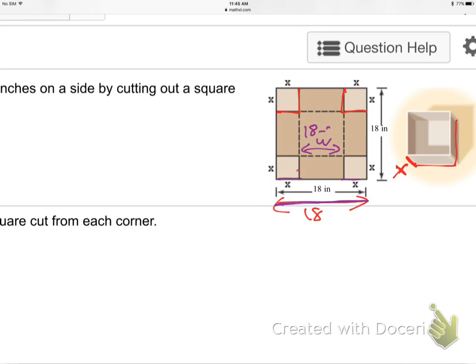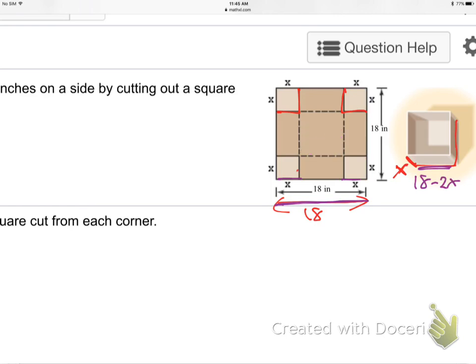It's 18 minus 2x, isn't it? Does everybody see that? 18 outer edge to outer edge, take away the two x's, and you have inner edge to inner edge. Everybody see that? So the inner width, inner edge to inner edge, this width right here, is going to be 18 minus 2x.